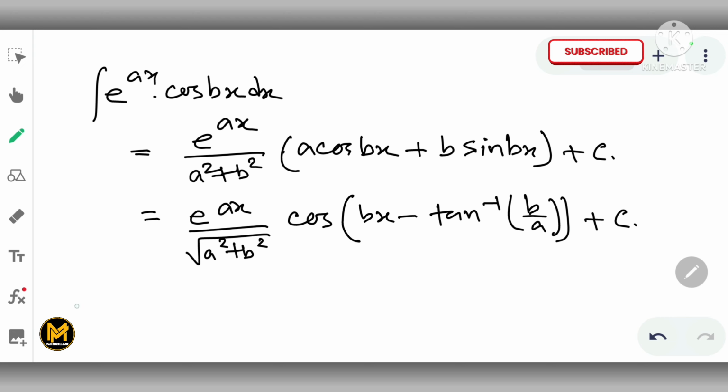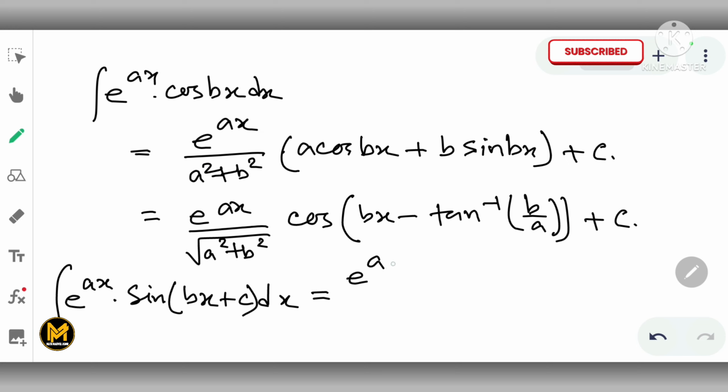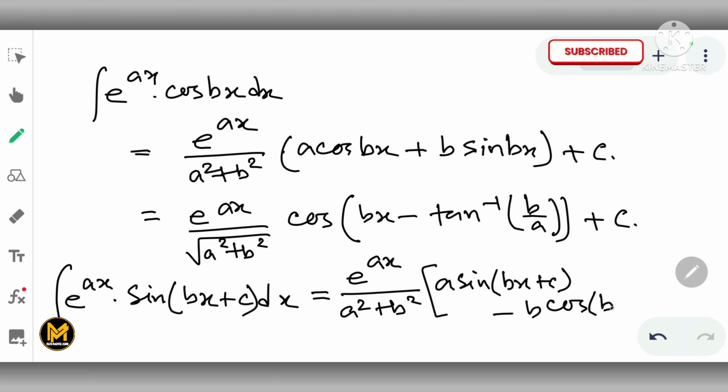Now if the format became integration of e to the power ax sine of bx plus c into dx, that will be followed in the same way. Since c is a constant, not related to any variable, we can directly use the given formula, that is a sine of bx plus c minus b cos of bx plus c, and the format will be fixed as earlier we have derived.